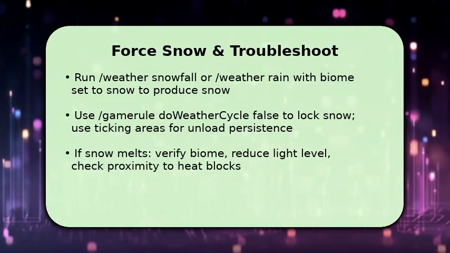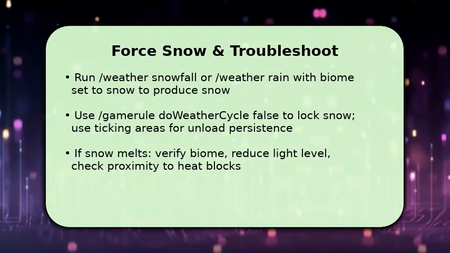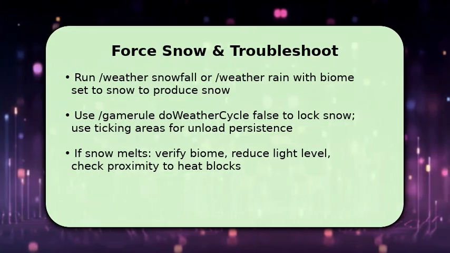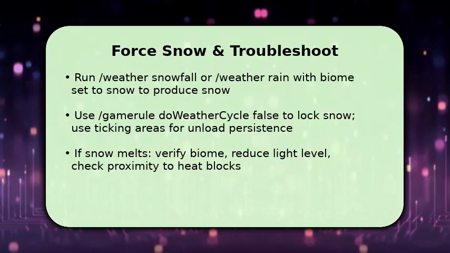If snow disappears or melts, check the biome setting first. Then look for nearby heat sources or high light levels and remove them. This is the most common cause of failure.